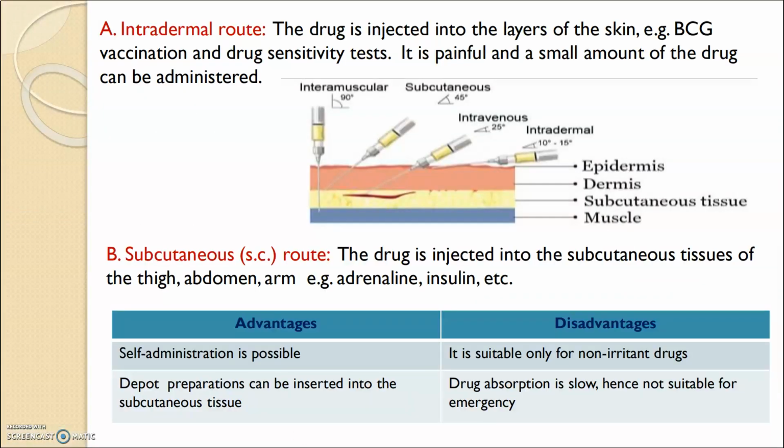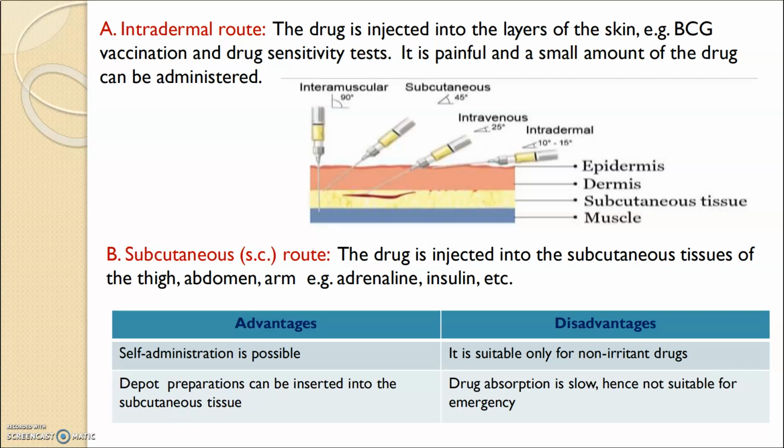So let's start with the first one, intradermal route. The drug is injected into the layers of the skin. For example, in BCG vaccination and drug sensitivity test. It is painful and a small amount of drug can be administered.